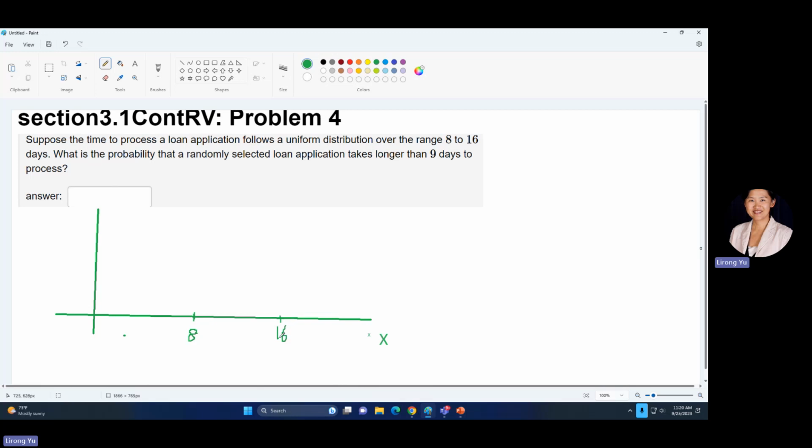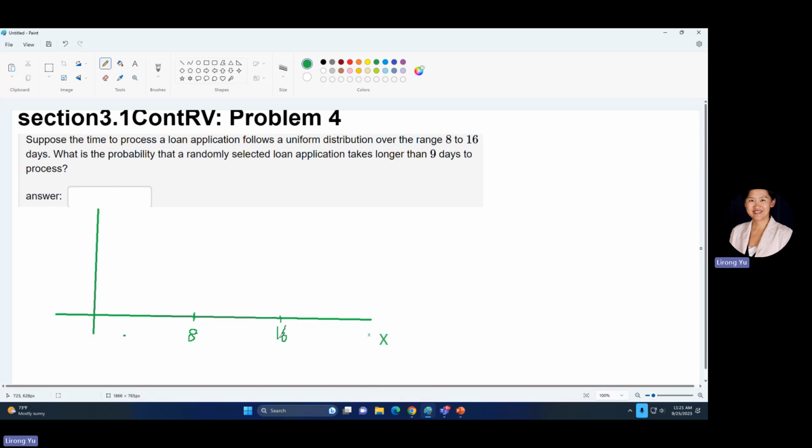Now, because it's equally likely, we will have a horizontal line for it. So how high is the line? Then we're really trying to draw a rectangle here. So the length of the rectangle from 8 to 16, 16 minus 8, is 8. So how do we determine how high we want it? We are trying to draw a horizontal line, right? The height of the line has to make it possible so that the entire area below this line equals 1, because in a continuous distribution graphic display, we want the area below the curve to equal 1.